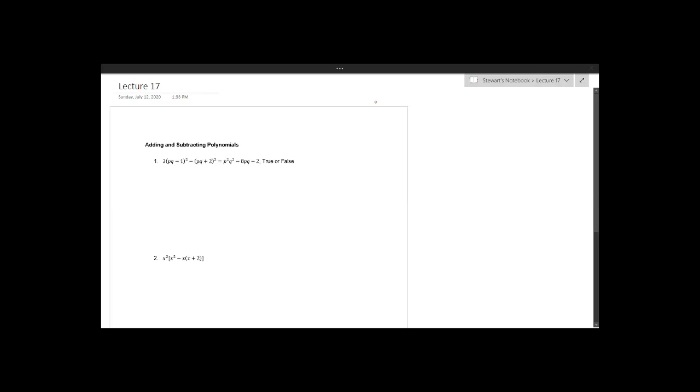Okay, so in question 1, it asks if 2 times the quantity pq minus 1 squared minus the quantity pq plus 2 squared is equal to p squared q squared minus apq minus 2. We have to find if it's true or false. So we're going to multiply the left side out and see if it looks like the right side. So what we need to start with here is evaluating this expression and this expression, the squaring of two binomials.